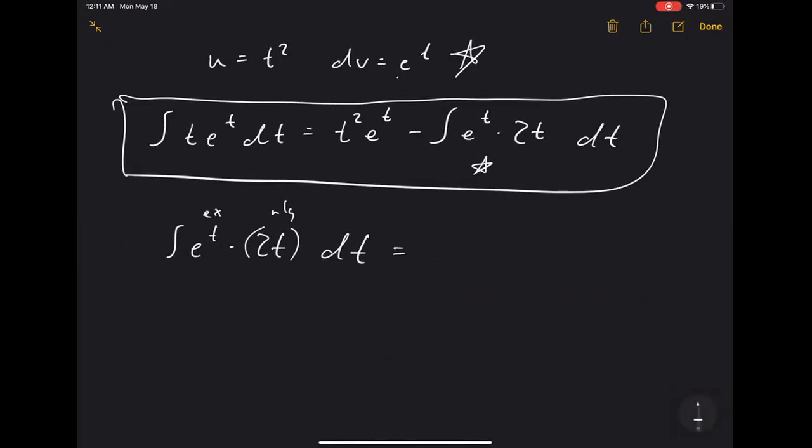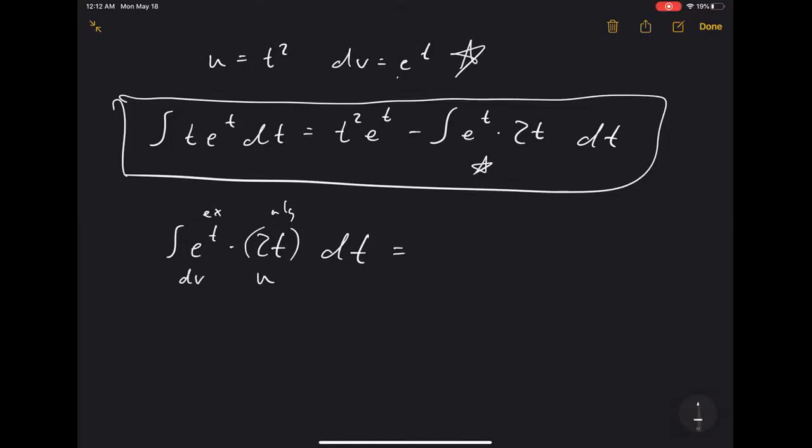You can try that out for yourselves and experiment with that if you want to see how that can go wrong. But if not, take my word for it that, again, we want this 2t to be our u and this e to the t to be our dv. Okay.